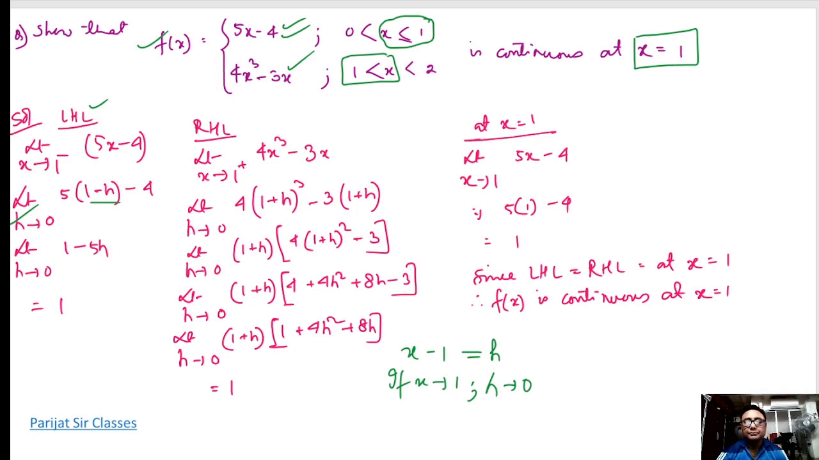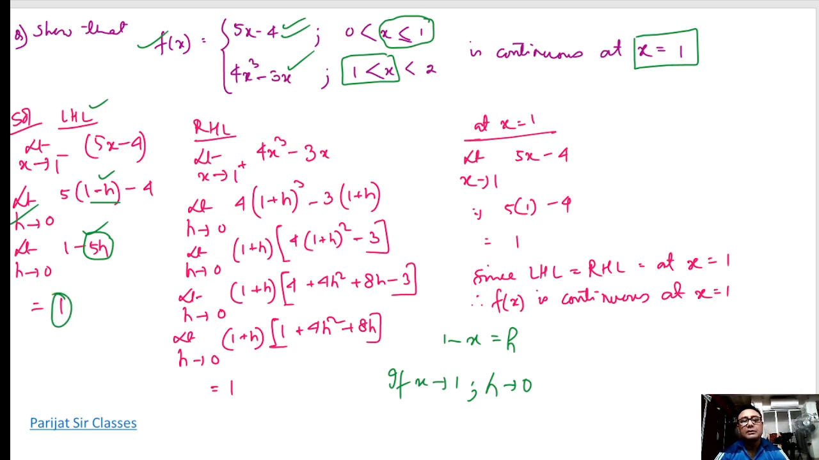So friends, here I have just taken it like this. You can take this also, no problem. Anyhow you can take it, it's not the problem at all. We have taken 1 minus x as h. So if x tends to 1, h tends to 0, so x will be 1 minus h. Now putting the value of h as 0 here, we get only 1.